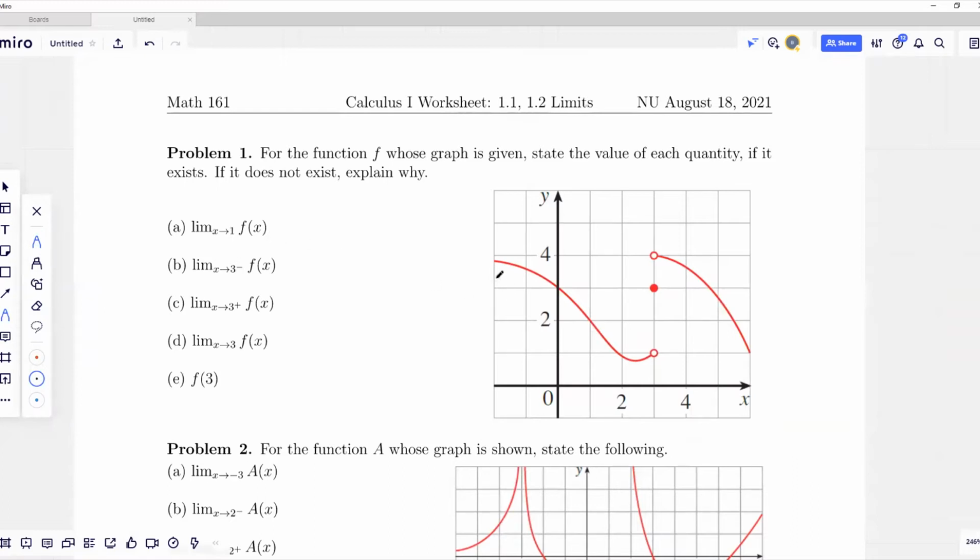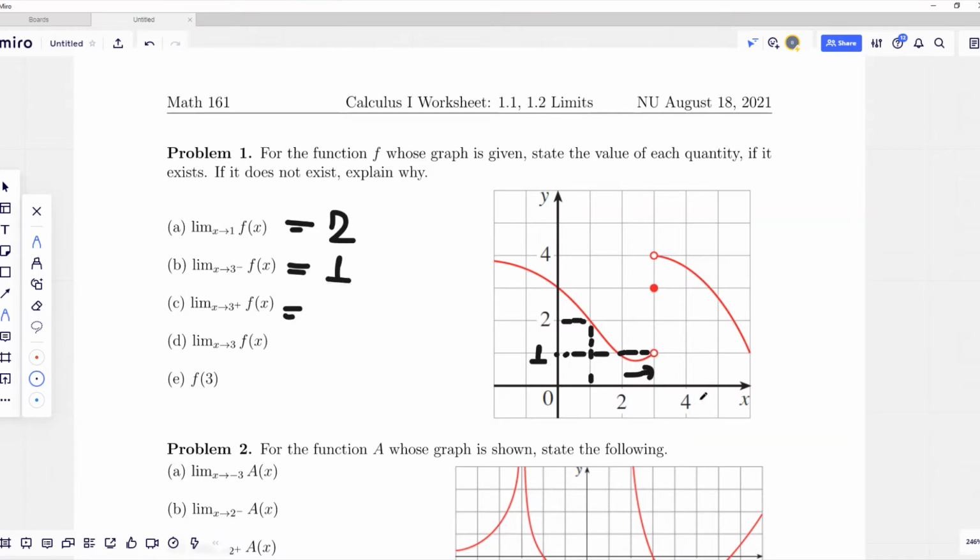So here we have a function. Graph is displayed here. Let's find the limit as x is approaching 1. So this is equal to 2. Next, limit as x is approaching 3 from the left side. So we are approaching this point here from the left side. So this value here is equal to 1. So the limit is equal to 1.